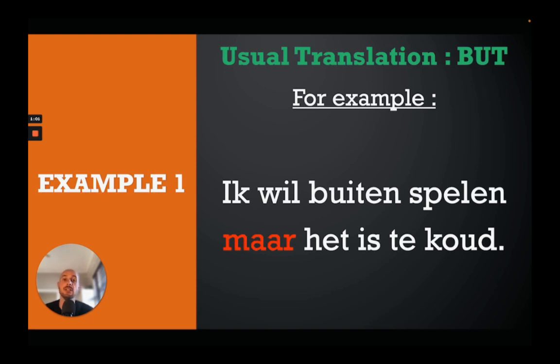Alright, so example 1 is: ik wil buiten spelen, maar het is te koud. I want to play outside, but it is too cold. Alright, so we have maar, the usual translation is but, nothing spectacular, nothing exceptional about that. This is the normal use for the word maar. However, the next examples we will take a look at will be different.